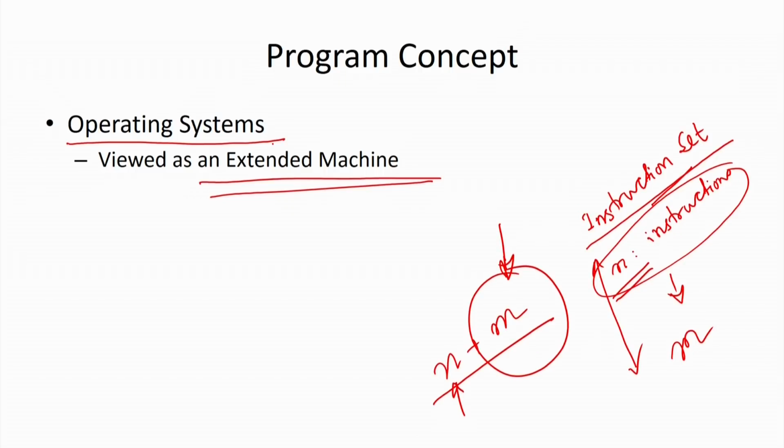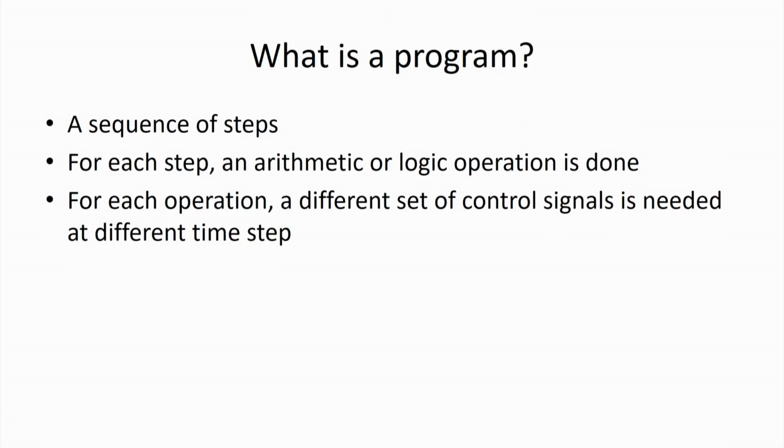So, this is why we are saying that operating system can be treated as an extended machine. What we have in an operating system is a collection of programs, and these programs are made up of the instructions of that particular processor. So, these are the programs concept that we have in a computer. Now, what is a program? In a nutshell, you can say that it is a sequence of steps.